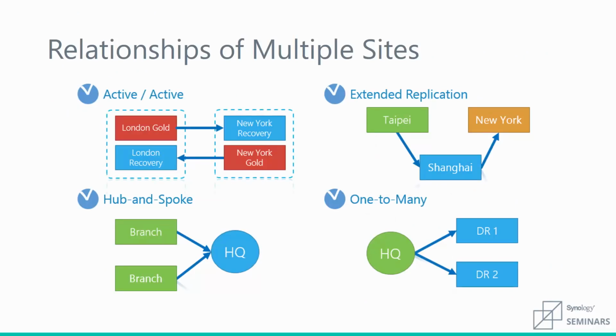There are a couple different relationships these servers can have when replicating snapshots. We have the active-active relationship, where each server is being used as primary data locally and recovery data remotely. We have extended replication, where you have a snapshot taken in Taipei, which is being replicated to Shanghai and replicated again to New York, so you get extreme redundancy of your data, even geographically. We offer hub and spoke, where multiple branches will replicate their snapshots to a headquarter unit, or one-to-many, where a headquarter unit will replicate their snapshots to multiple disaster recovery sites.